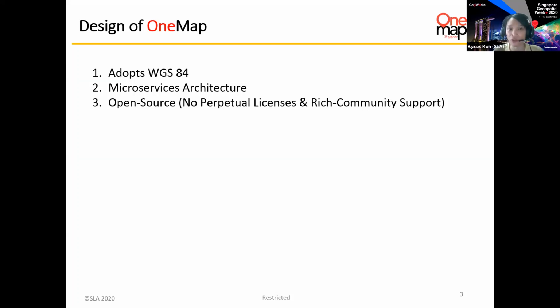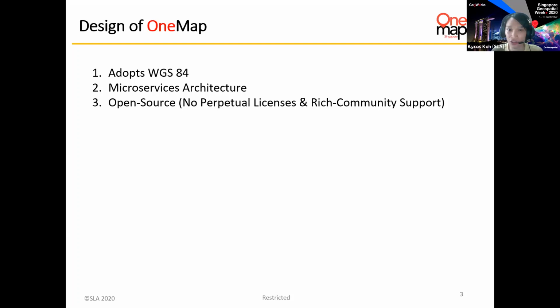We built it in a microservices architecture. For example, if one component is down, it doesn't affect the others. OneMap modules are running in the background. For example, if there is an issue in reverse geocode, only the reverse geocode will not be able to serve its payload to the end user. The search endpoint, for example, can continue to search and get data. We also built it on open source technology, so there's no licensing and there's open source community support.